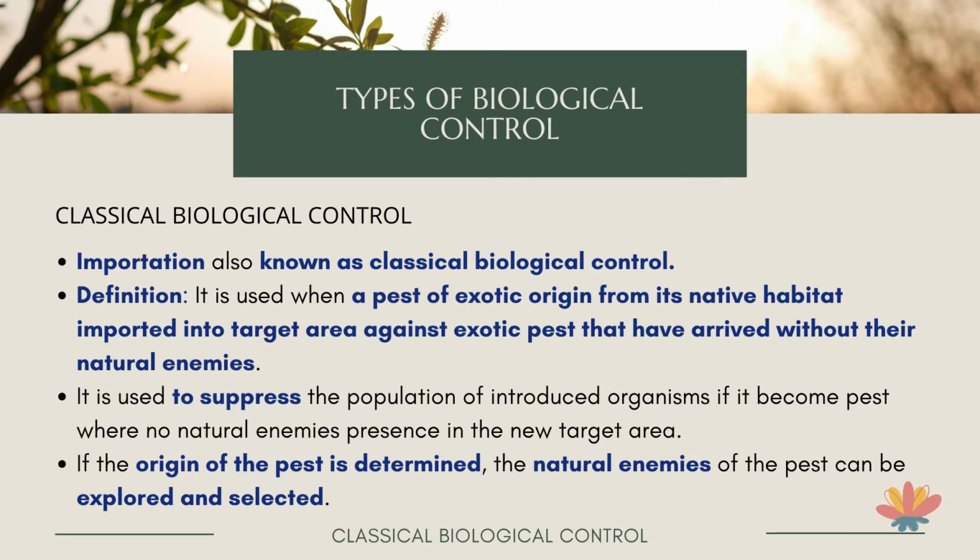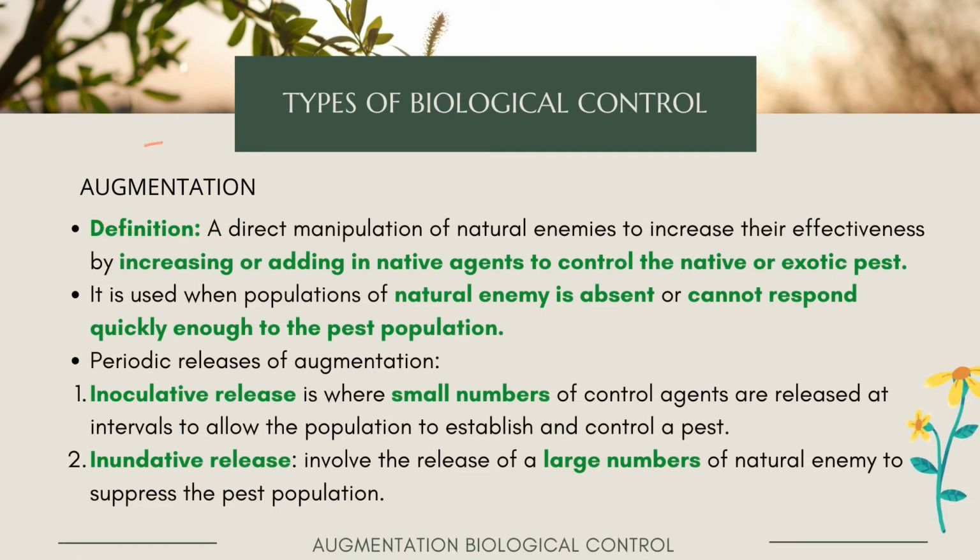Firstly, classical biological control. Importation, also known as classical biological control. The definition is, it is used when a pest of exotic origin, from its native habitat, is imported into the target area against exotic pests that have arrived without their natural enemies. It is used to suppress the population of introduced organisms if they become pests, where no natural enemies are present in the new target area. If the origin of the pest is determined, the natural enemies of the pest can be explored and selected.